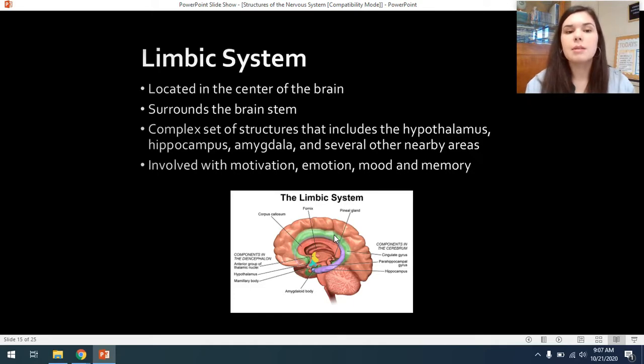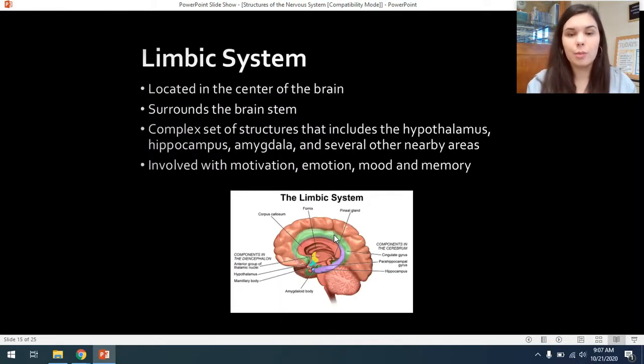Your limbic system is located within the center of your brain, and it kind of wraps around the brainstem. Your limbic system is a complex set of structures that includes the hypothalamus, hippocampus, amygdala, and several other nearby areas. And these are involved with motivation, emotion, mood, and memory. Basically, your limbic system plays its primary role to control your emotions.